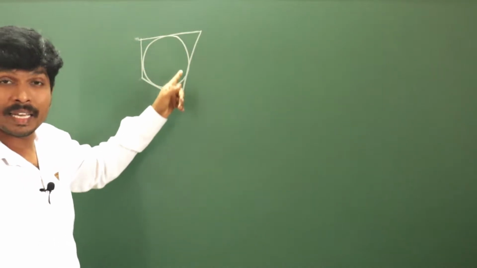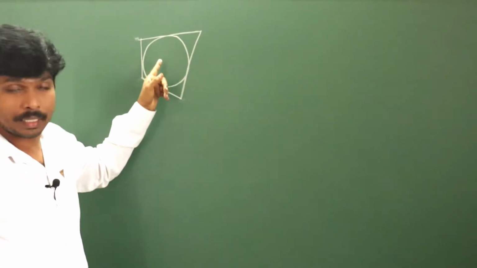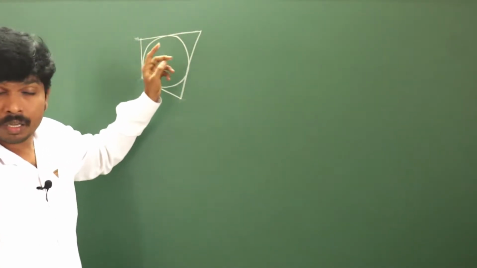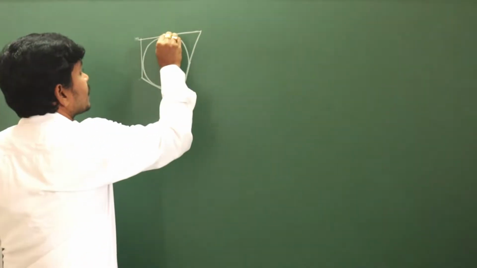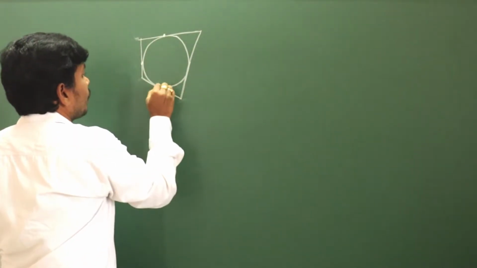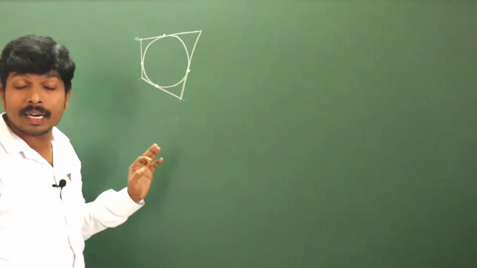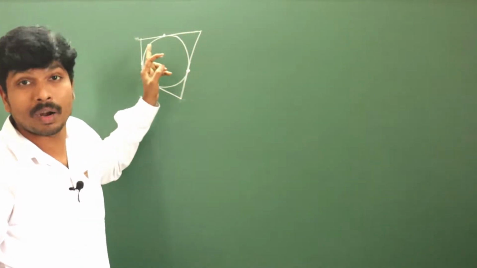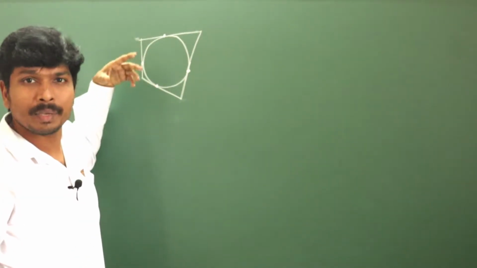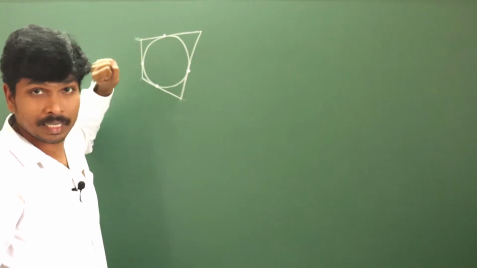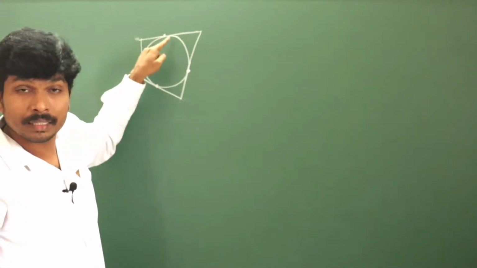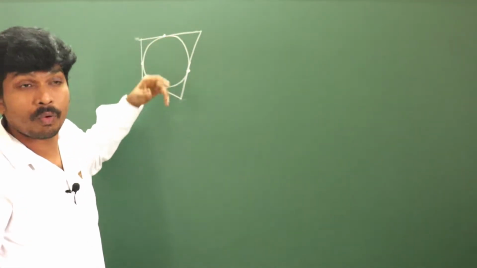See, this is an inscribed circle. All sides of the quadrilateral touch the circle at only one point. That quadrilateral is a circumscribed quadrilateral. Circumscribed means outside. Inscribed means inside. It is the inscribed circle. This is the circumscribed quadrilateral.